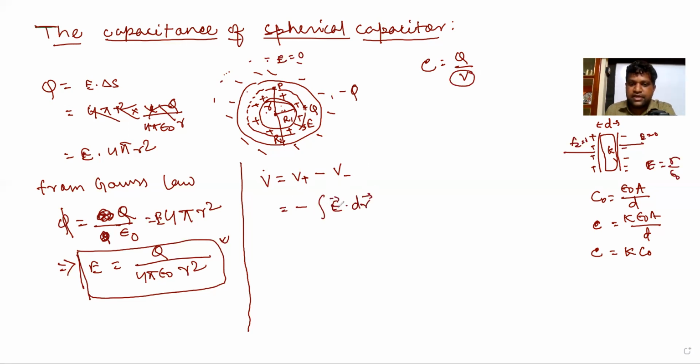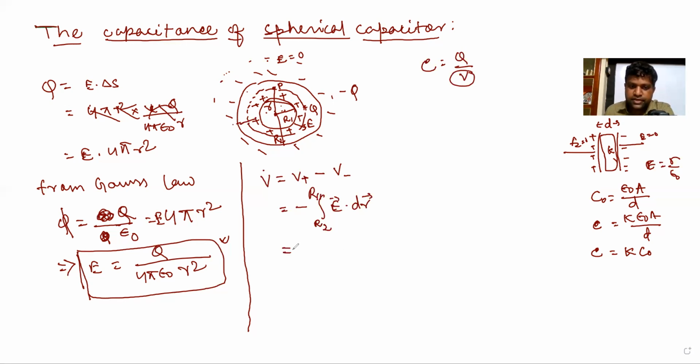The negative sign is because E and dr are opposite in direction. We are going against the field so that the energy will be stored. E is outward, dr is in the opposite direction, so we have introduced a negative sign. And as we are storing the potential energy, we are going in the opposite direction. That's why the limits of dr will be R2 to R1. R2 is the radius of the outer sphere and R1 is the radius of the inner sphere, right?